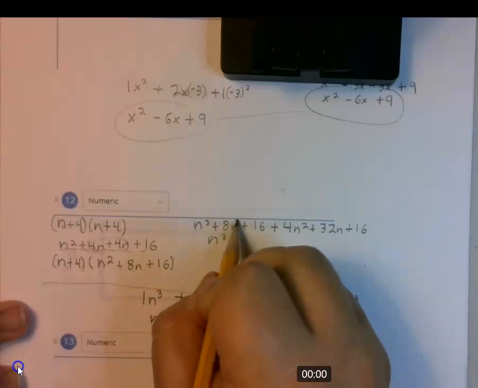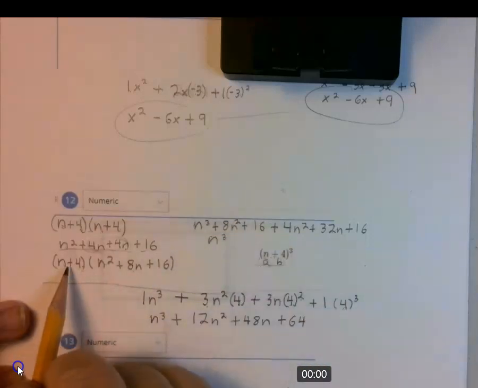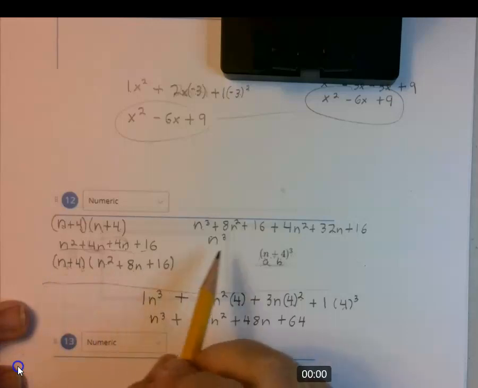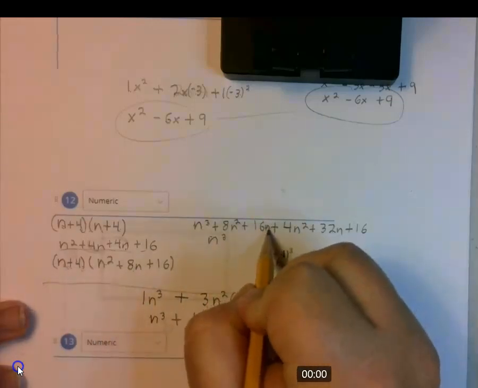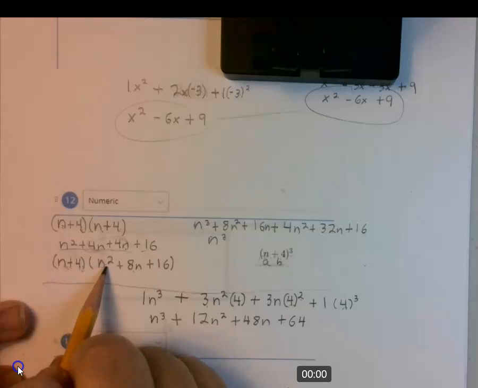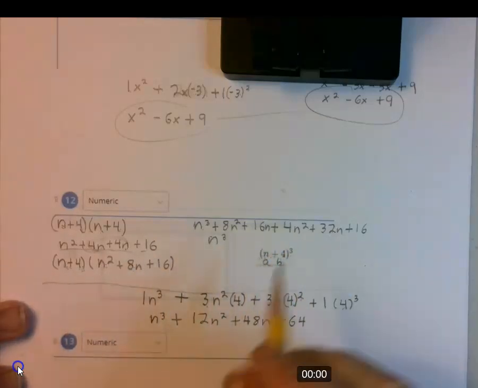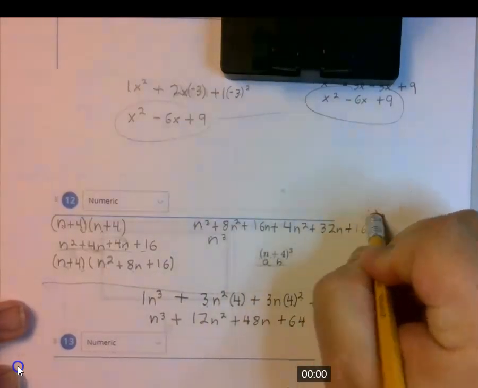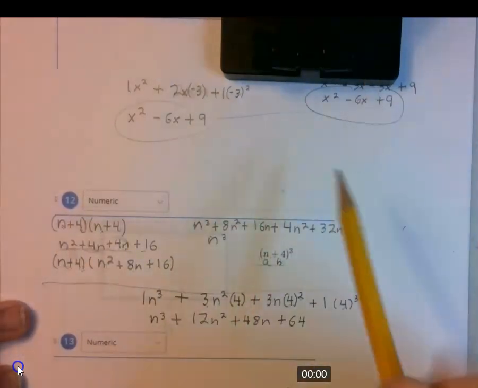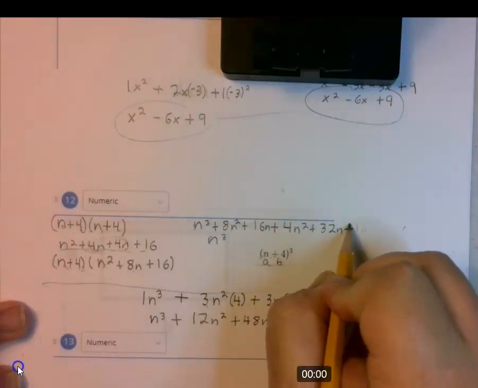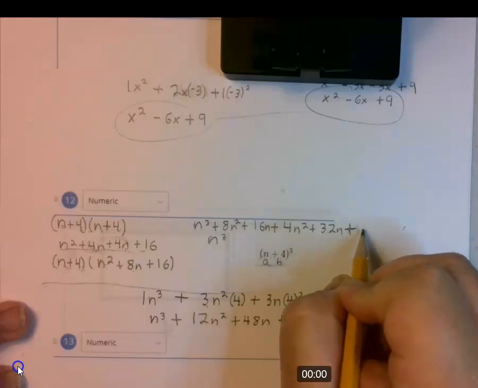That should have been 8n squared, so let me check my math first. So n times n squared is n to the third. N times 8n is 8n squared. I missed that one. N times 16 is 16n. So see, I made 2 mistakes already. 4 times n squared is 4n squared. 4 times 8n is 32n. 4 times 16 is 64. So yeah, I made 3 mistakes. You don't know this, but right now it is 3:30 in the morning. That's my excuse.